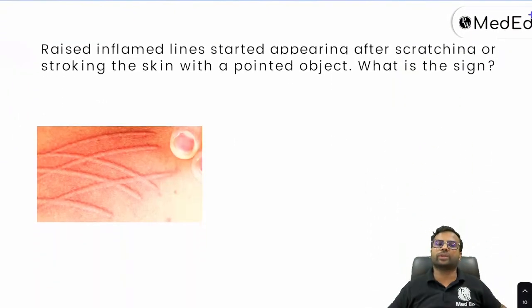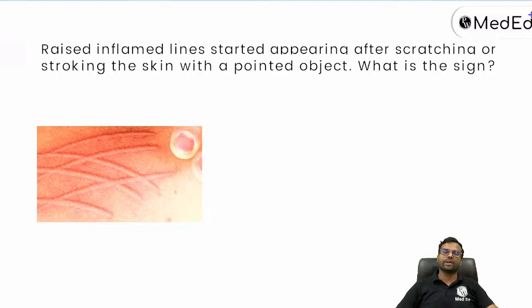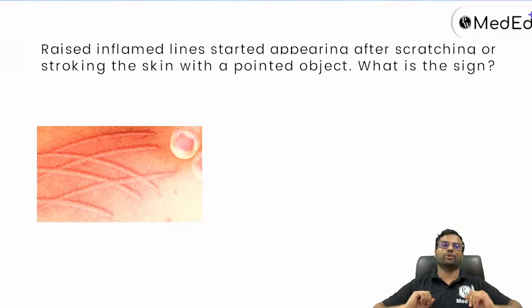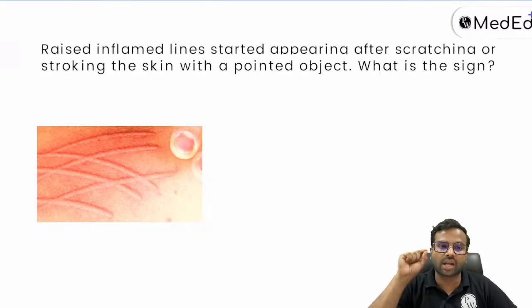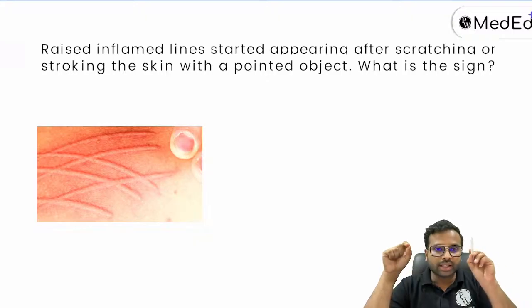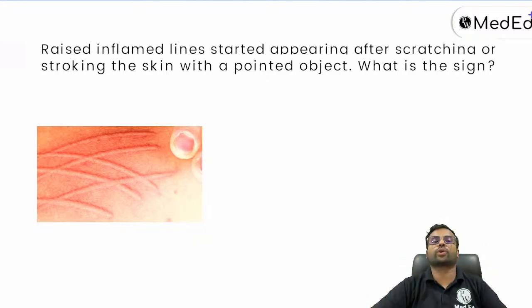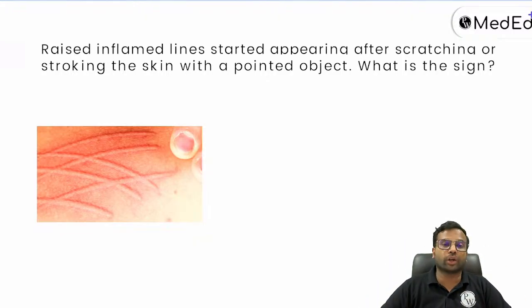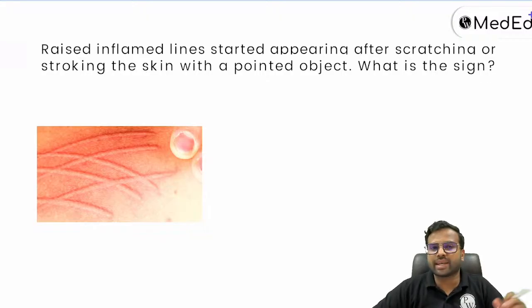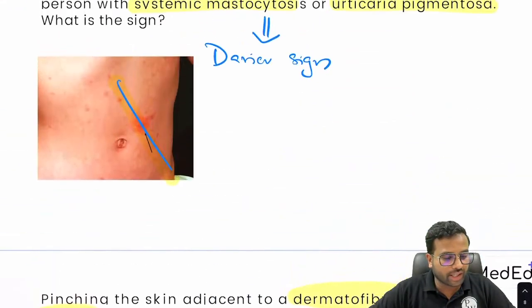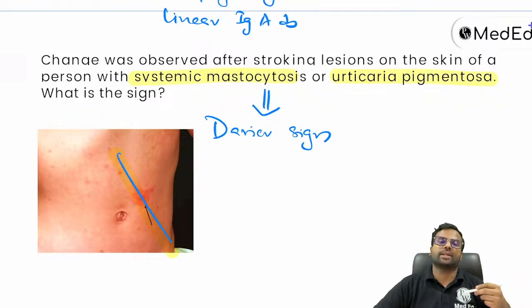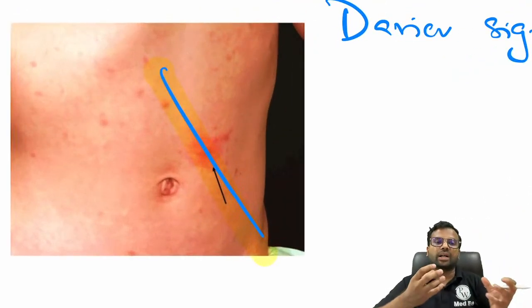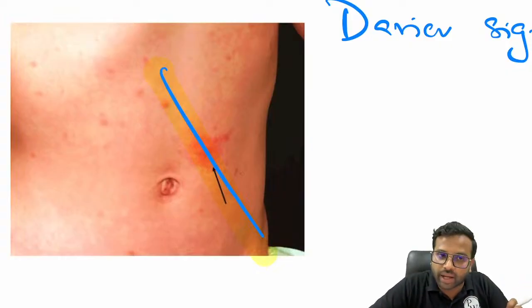अब ये बहुत easy question है, and this is a very specific question as well. So this answer I'm not going to give you. You will have to answer. Raised inflamed lines started appearing after scratching or stroking the skin with a pointed object. अभी पहले क्या हो रहा था? Like when I discussed this condition, after stroking the skin, the patient developed an urticarial wheal, right?